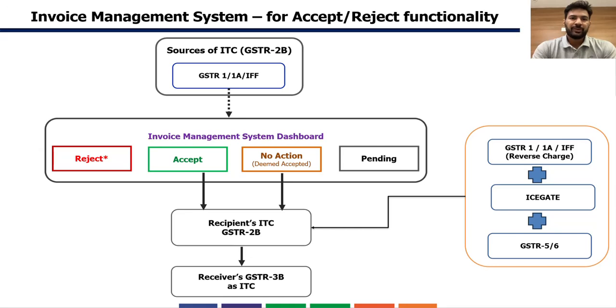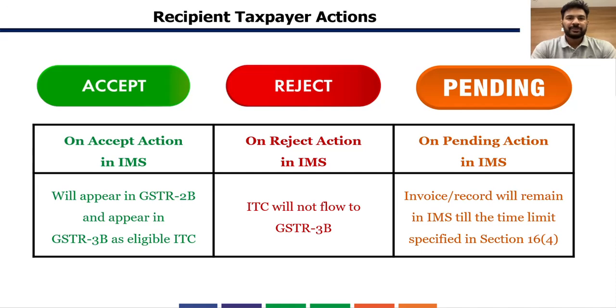The records coming from ISD taxpayers or belonging to the RCM supplies or records flowing from the ICE gate will not be the part of IMS. They will directly flow to GSTR-2B. All the records that are uploaded by the suppliers and on which no action has been taken will be considered as deemed accepted in IMS while the generation of GSTR-2B.